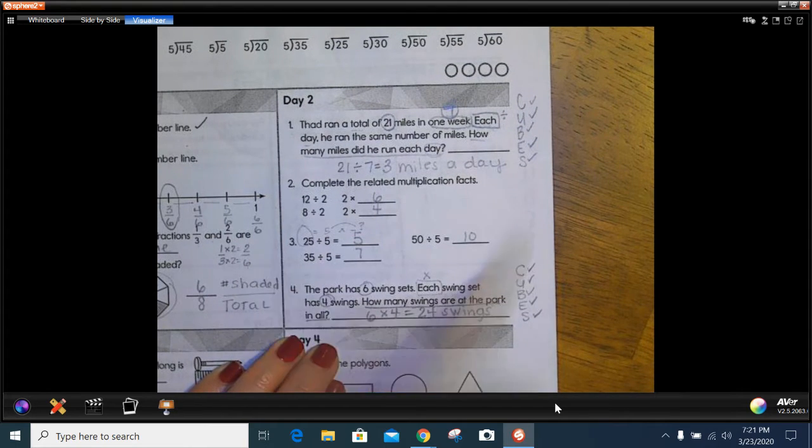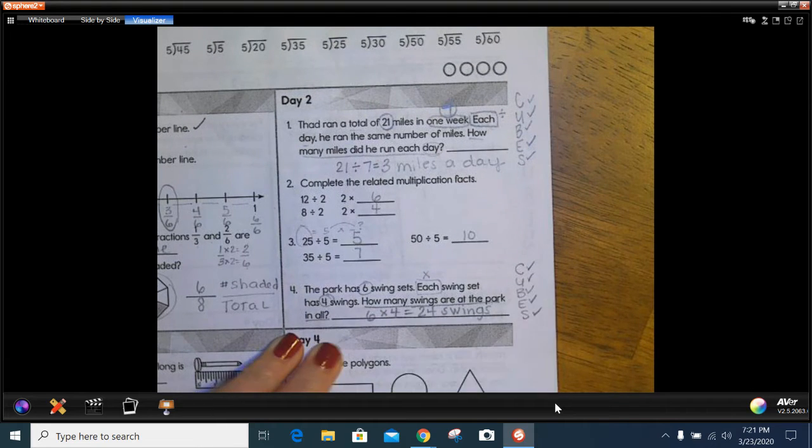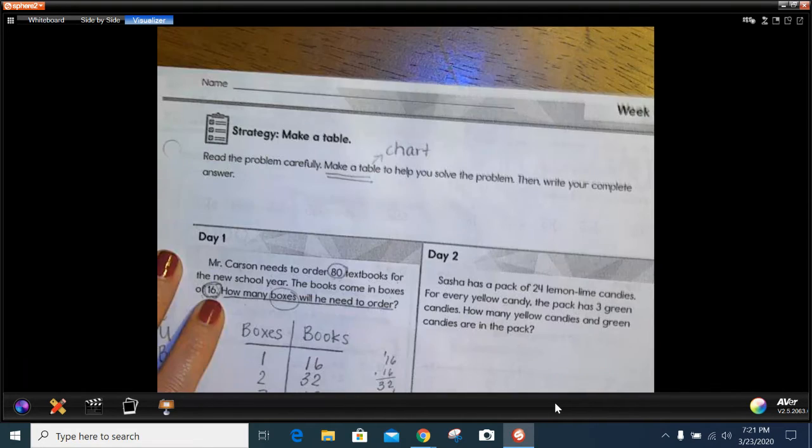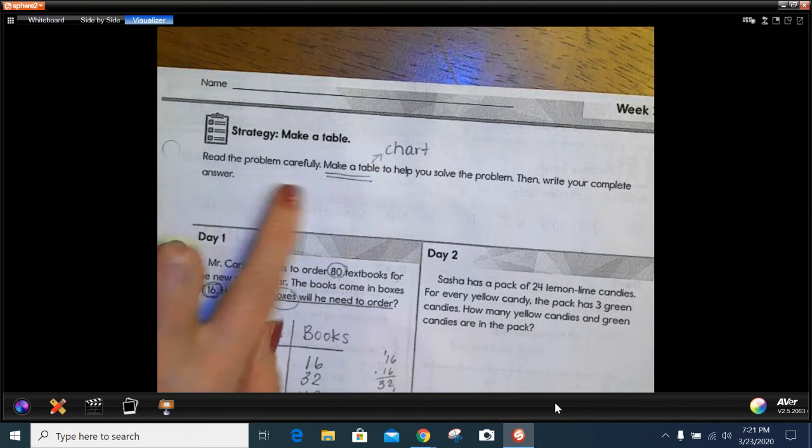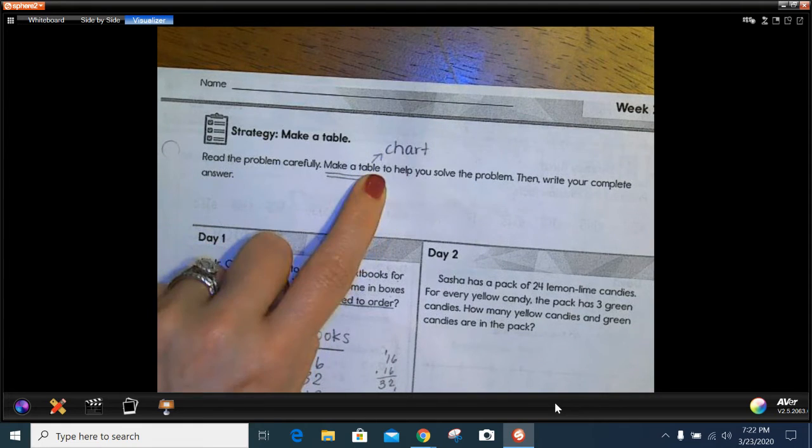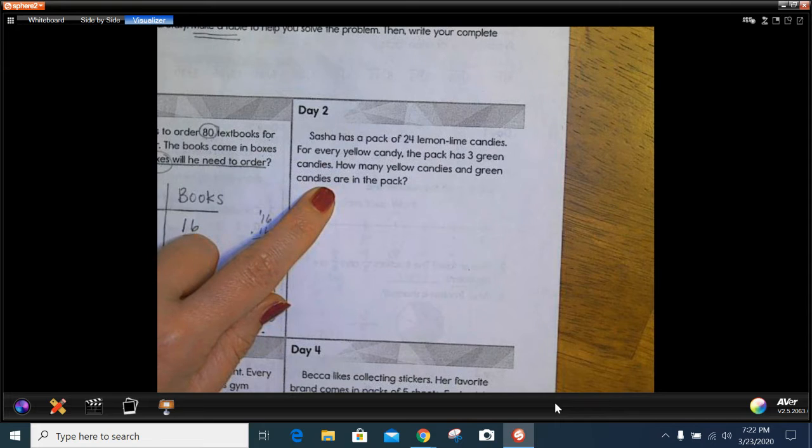If you have any questions on any of those problems, shoot me an email, send me a message, and I'll be happy to conference with you and figure that out. Don't forget, our directions on our morning work word problems told us to make a table or a chart to help us solve the problem. Sasha has a pack of 24 lemon lime candies. For every yellow candy, the pack has 3 green candies. How many yellow candies and green candies are in the pack?